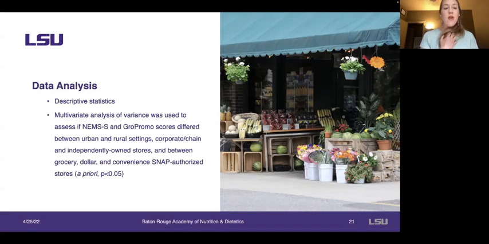And then we also know that food environments vastly differ between different food business models. So grocery, dollar, and convenience stores have totally different business models. They're different sizes, different products are available there. And so understanding variations by those stores is also quite important.